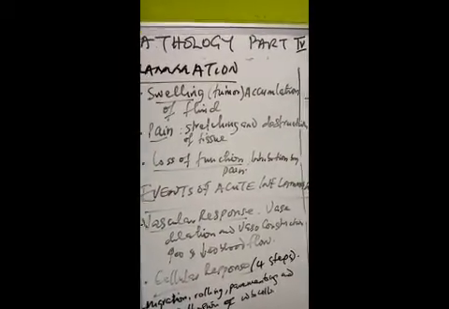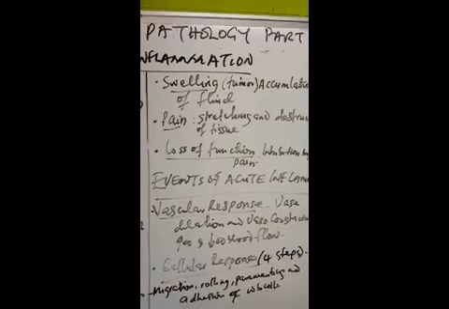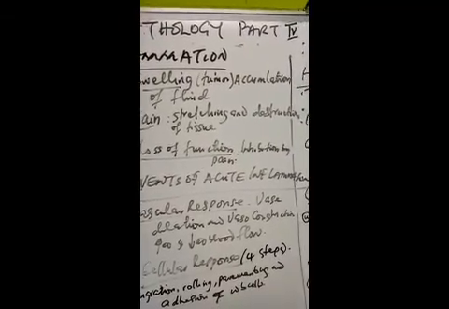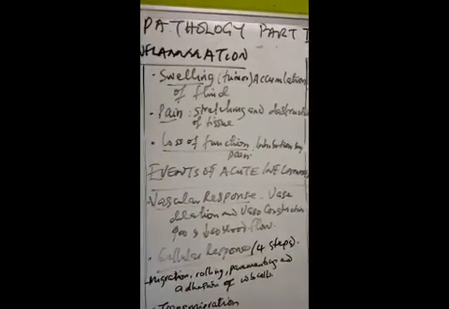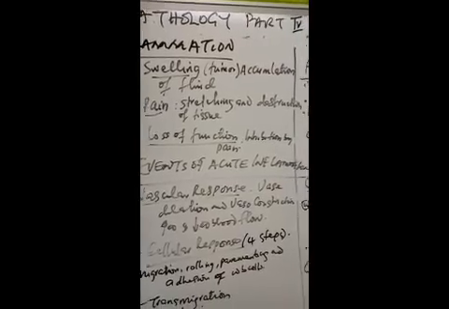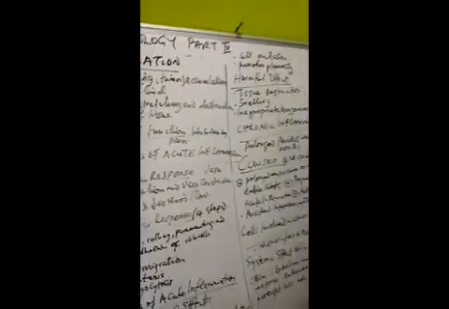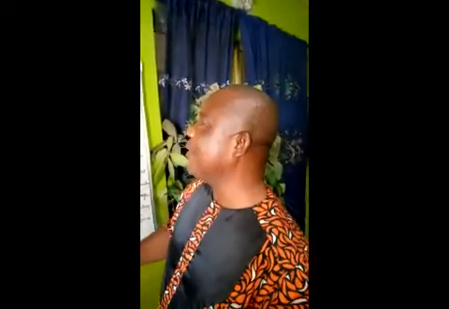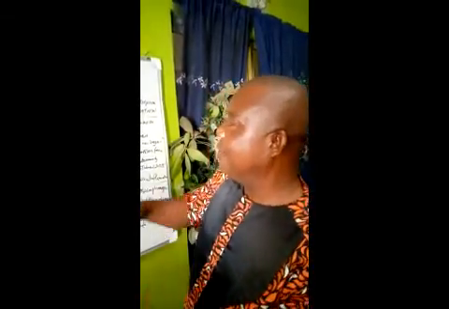4, pain. You feel pain in the area. And this may come by stretching and destruction of tissue in the area. 5, loss of function. You touch the place, you are no longer feeling pain. You feel as if the place is dead, simply because there's inhibition of pain. What are the effects of acute inflammation?